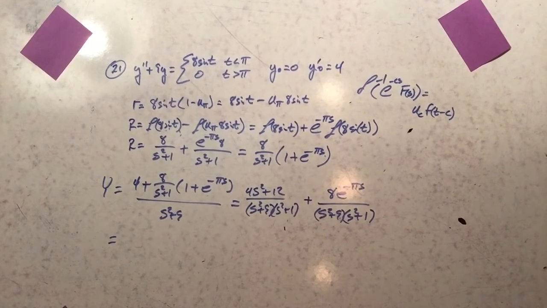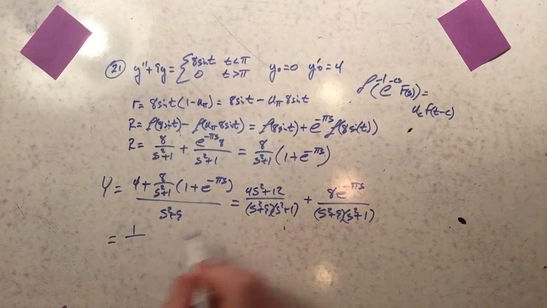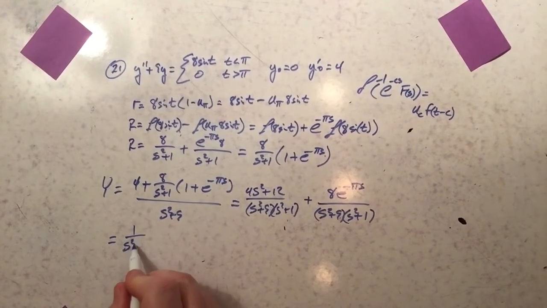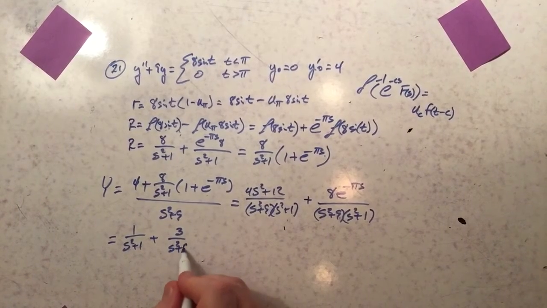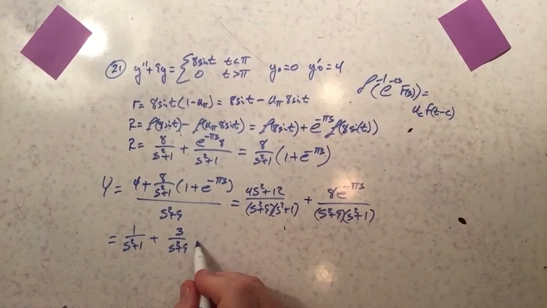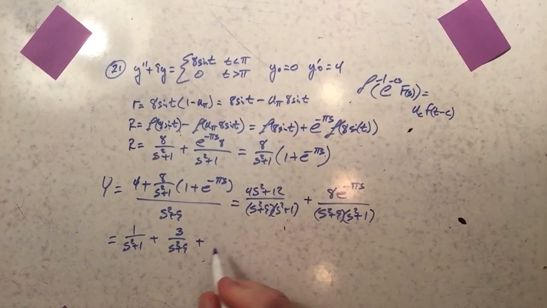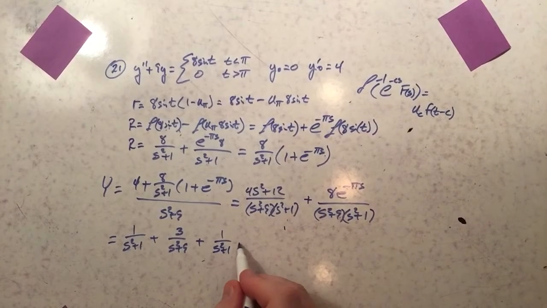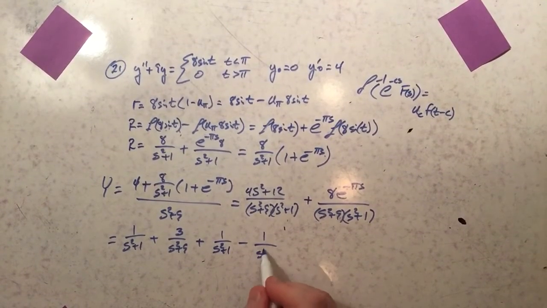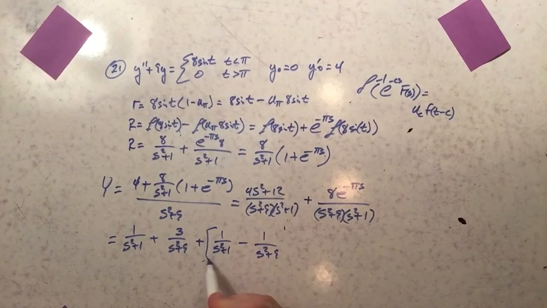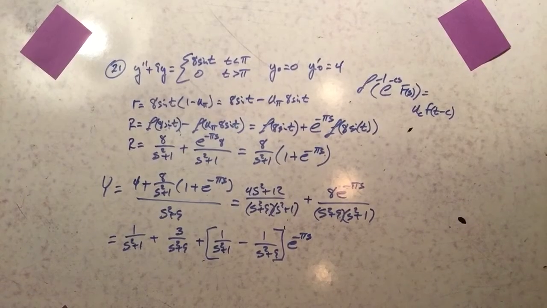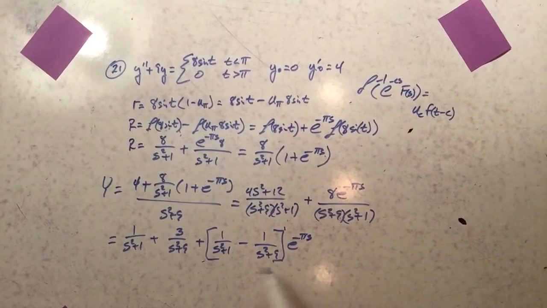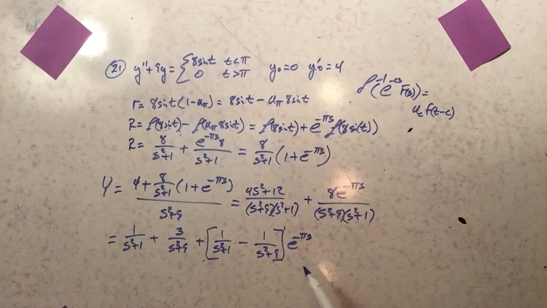This guy ends up giving you, when we're all done, same as we got before for this one, 1 over s squared plus 1, plus 3 over s squared plus 9. And then this guy, when you do partial fraction decomposition on it, ends up giving you 1 over s squared plus 1, and it'll be minus 1 over s squared plus 9. And then keep in mind that both of these have the e to the negative pi s times them, okay? Okay, so that's it. Now we're ready to undo our partial fractions.